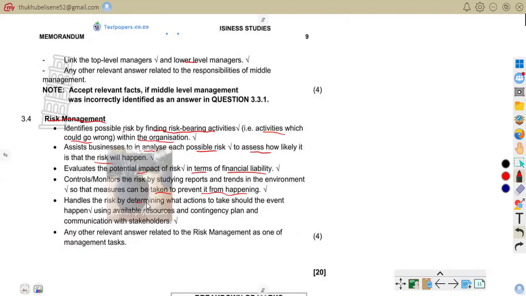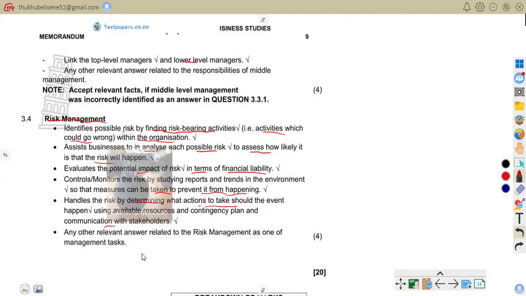They handle risk by determining what actions to take should the event happen, using the available resources, contingency plans and communication with stakeholders. So here we are saying they handle risk using contingency plans, for example, taking insurance to cover potential losses.